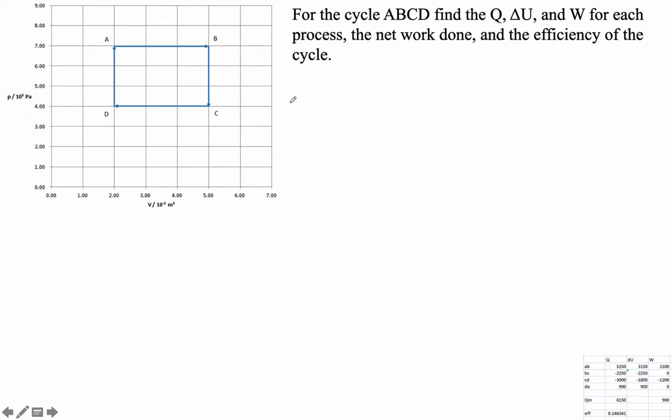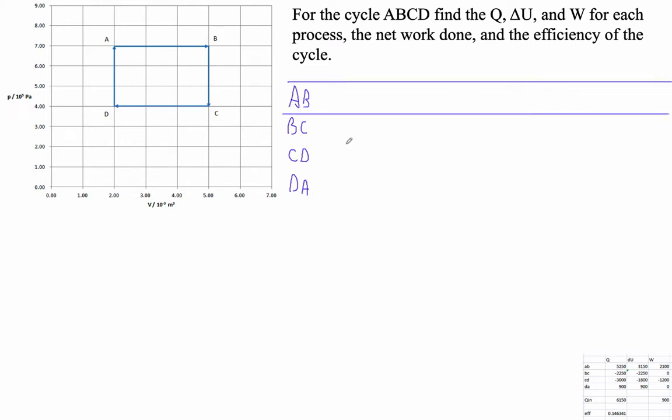Okay, so let's make a little table here. We'll have cycle AB, BC, CD, and DA. All right, and then let's draw some straight lines.